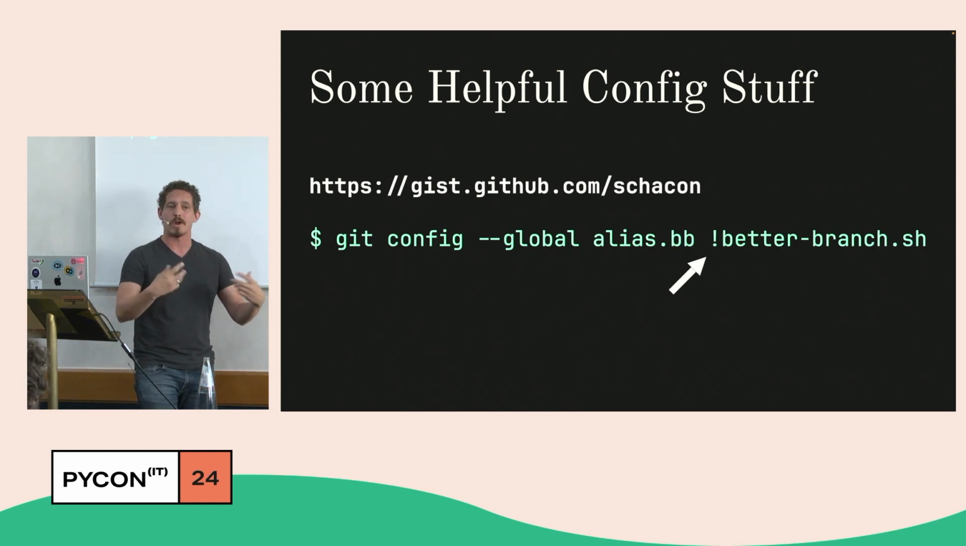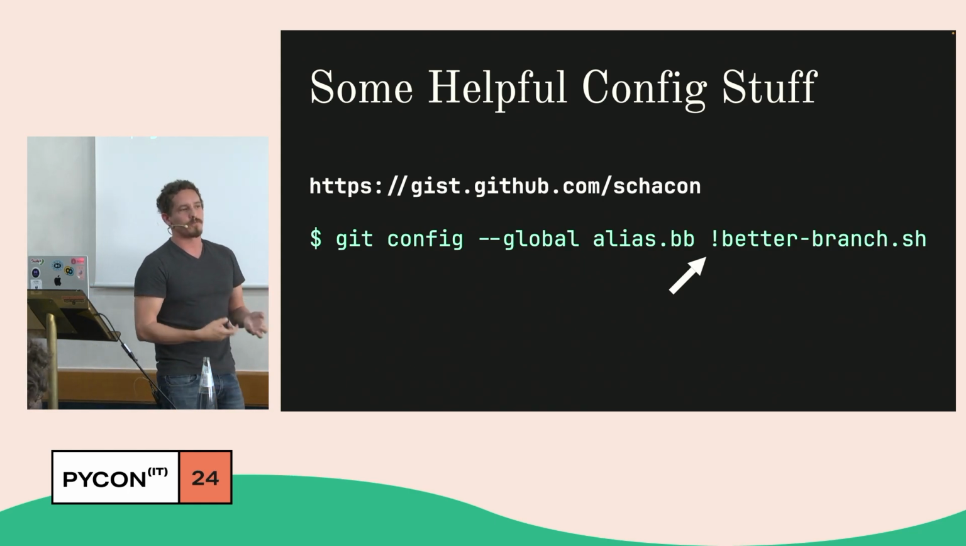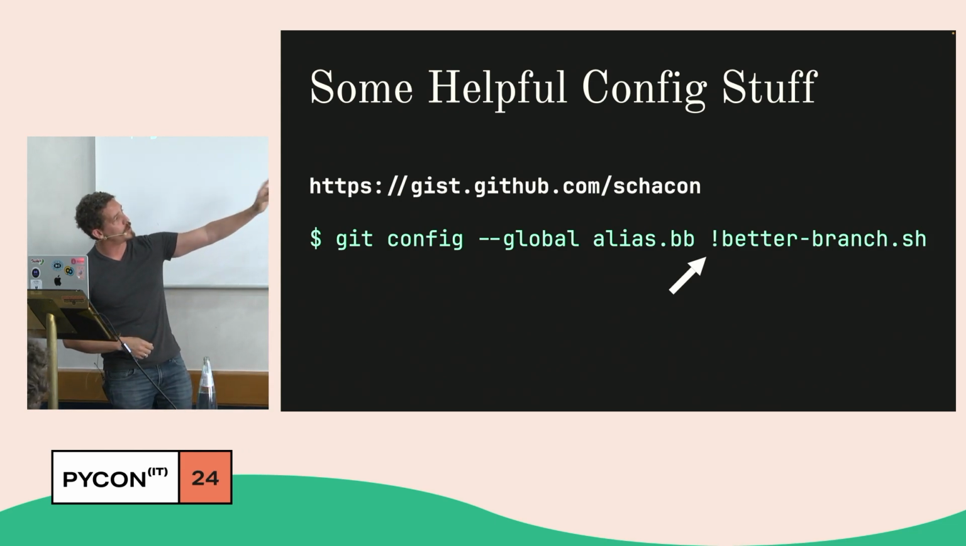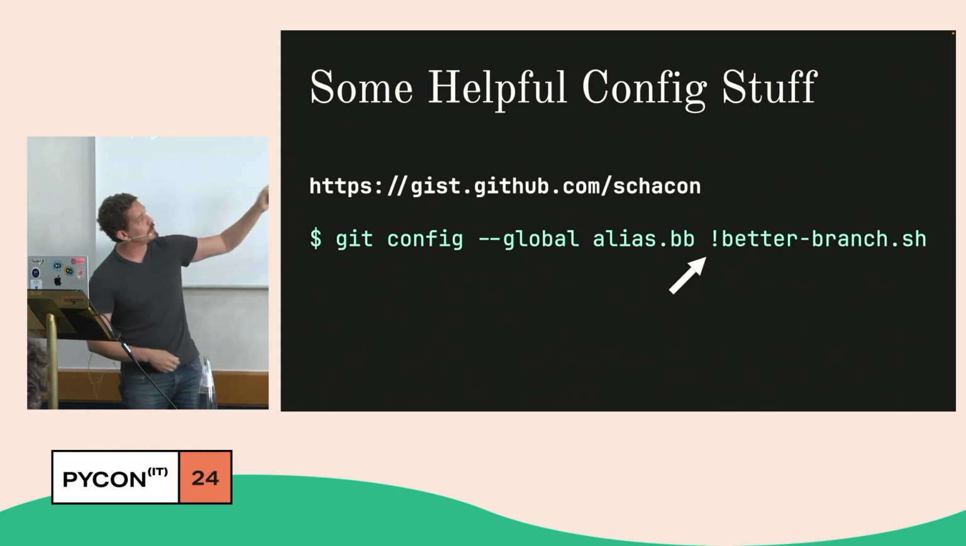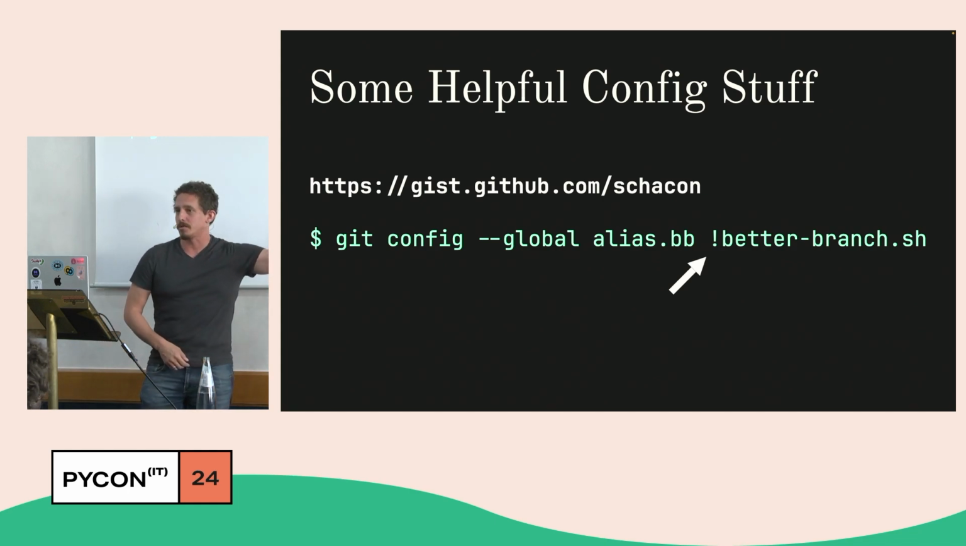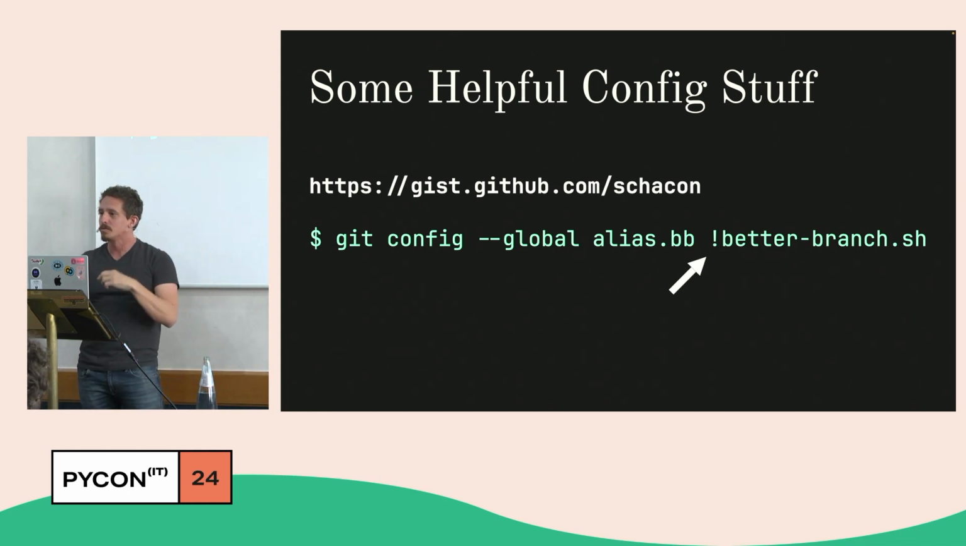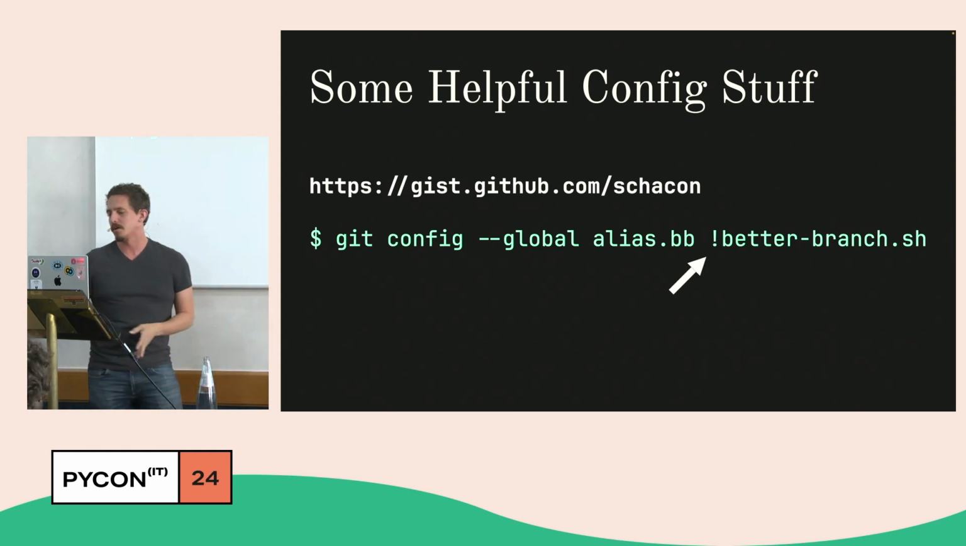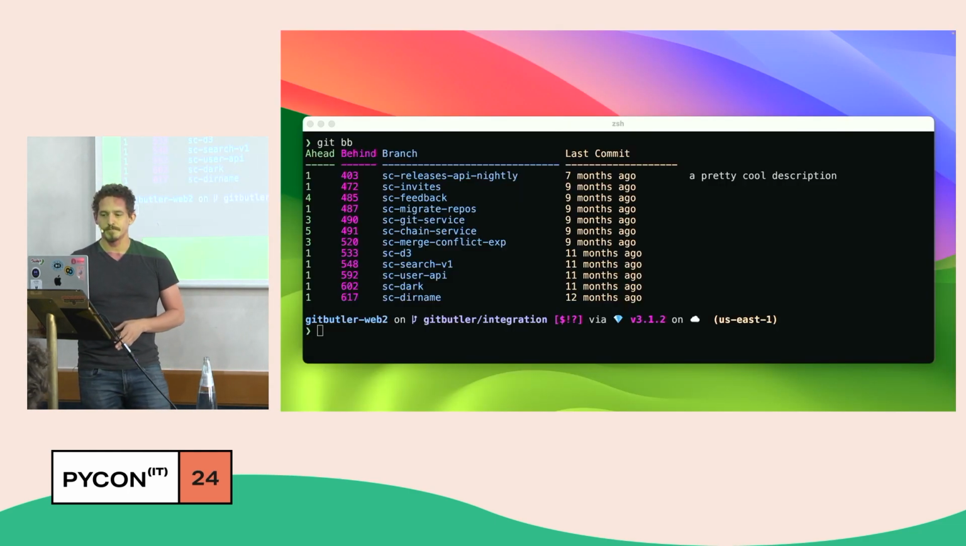You can also write your own scripts that do stuff in Git, and you can alias it with a bang in the front. And then if I run git bb, it will run this shell script, right? And so if you want to write your own sort of Git commands and pretend like they're Git commands, you can reference your own program that way. So this is an example.